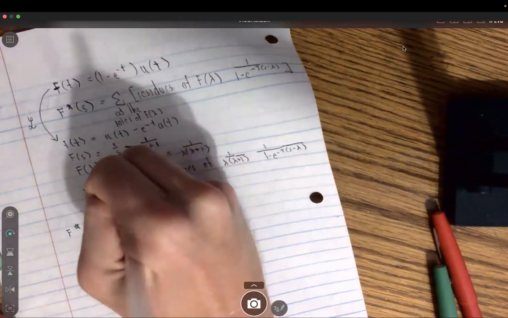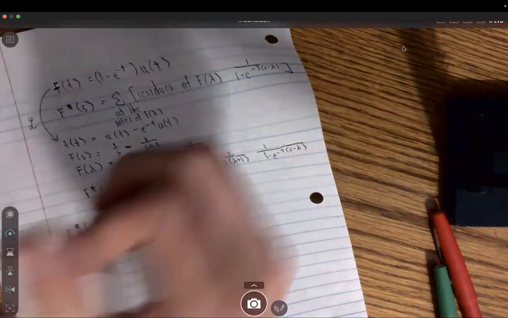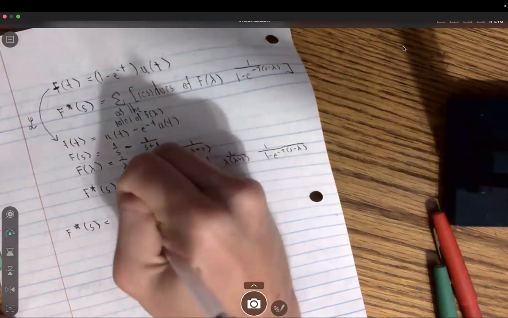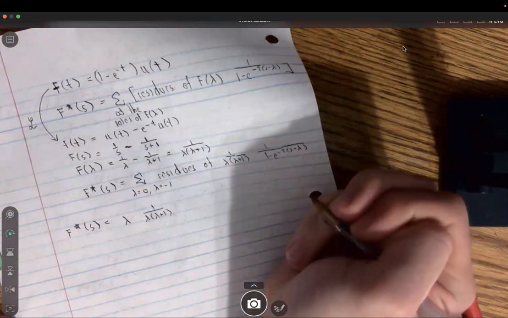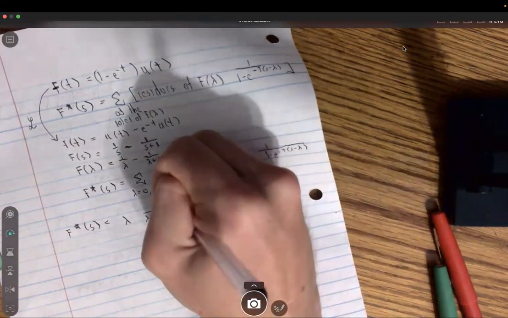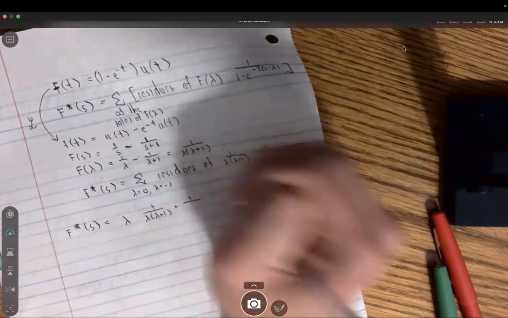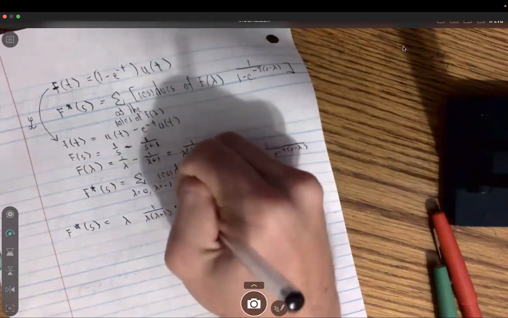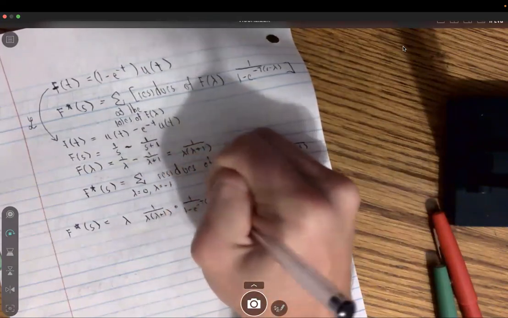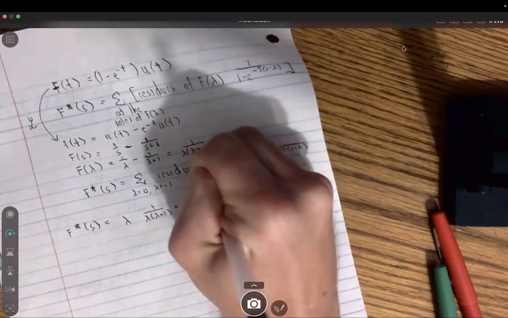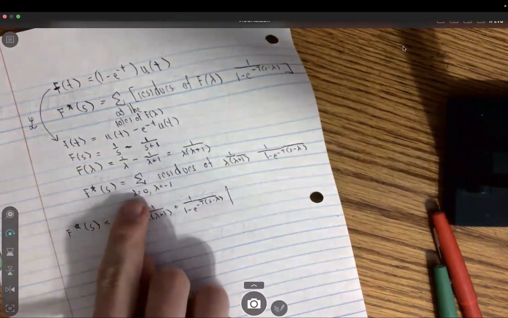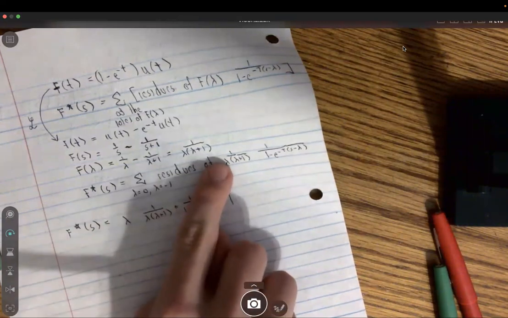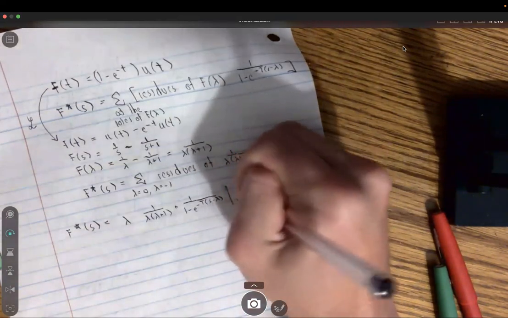So that's your first residue, lambda, and then it's going to be multiplied by 1 over lambda, lambda plus 1, and then it's going to be times 1 over, and then 1 minus e to negative t, and then s minus lambda. And that's evaluated at, well, right now we're looking at the residue at 0, right? When lambda's equal to 0, that's when you get your pole. And so that's when lambda equals 0.